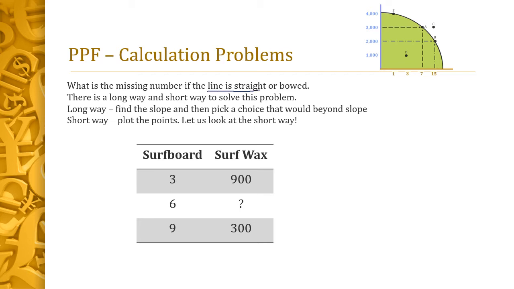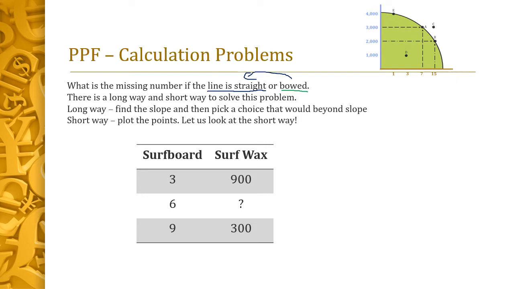One might be, what is the missing number if it's a straight line, or what is the missing number if it's bowed. Now this is pretty important to look for. Those are the 2 keywords because they will be different numbers. So we're going to start with the straight line, because no matter what, if you're solving the one that's bowed, you're going to have to solve the straight line first. You'd have to know that before you would know what the bowed line was.